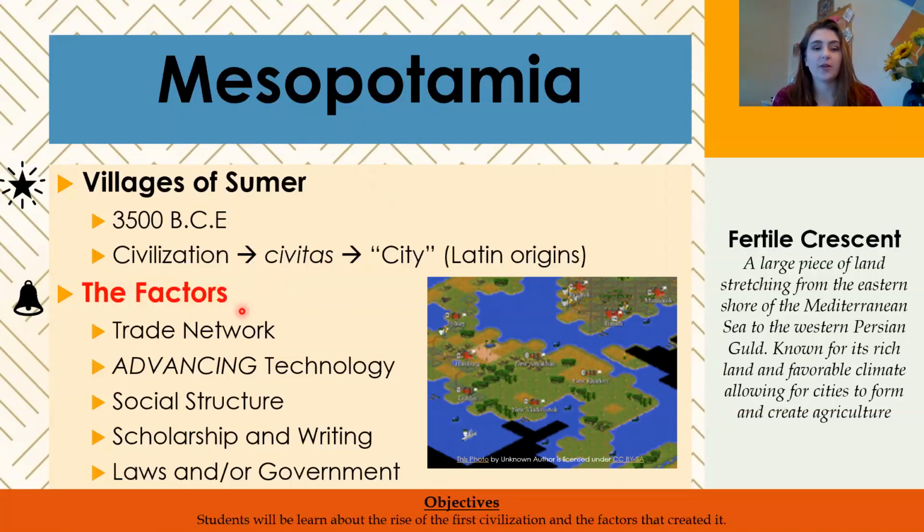So in today's class, we're going to talk about the main factors of what creates a civilization. So almost all civilizations need to have some form of trade network, need to have advancing technology, which I'll explain what that means later on. Needs to have some form of social structure, need to have some scholarship in writing, and needs to have law and/or government. And just a reminder that these early civilizations we're going to talk about all developed around the Fertile Crescent. And that's a large stretch of land from the east shore of the Mediterranean Sea to the West Persian Gulf, known for its rich land and favorable climate, allowing for these early cities to form and create agriculture.